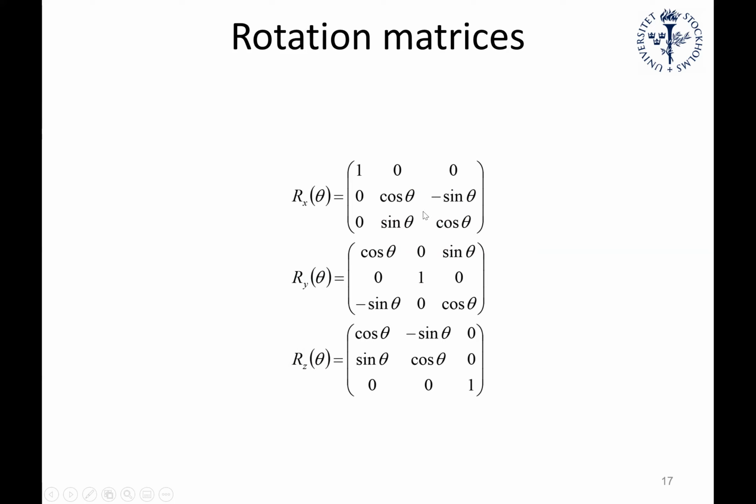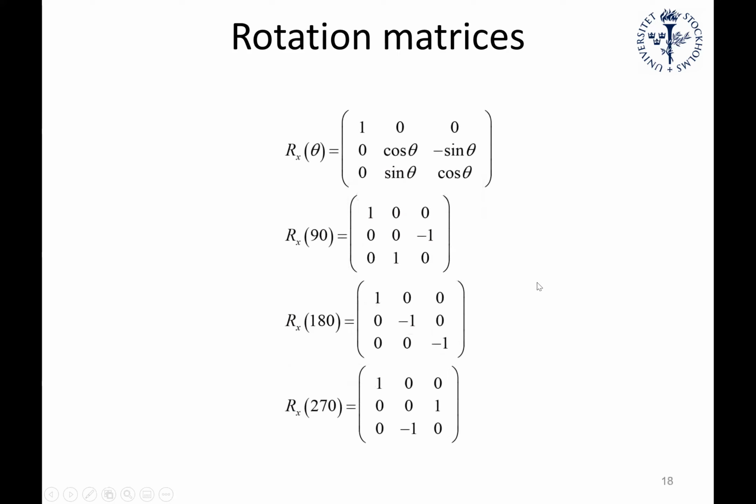So this involves some cosines and sines here. But say if you want to rotate 90 degrees down the y-axis, then you can get the 3x3 matrix just by substituting theta for 90 in these 4 positions here. Okay, so let's go through one example or a few examples together.